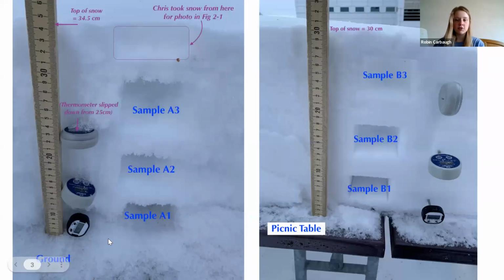So these are some pictures from the lab. On the left here, this is a snow pile on the ground, and on the right, this is a snow pile on a picnic table. And there's a few things going on here. So they were measured. The ground pile is around 34.5 centimeters and the picnic table around 30 centimeters. Thermometers were stuck in the snow at different levels to see is it the same temperature or is it changing. And then these squares are samples that were taken out.